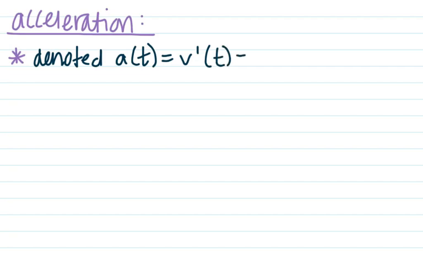Okay, so the acceleration was denoted with an A for acceleration, and it describes how the velocity is changing. Therefore, it's the first derivative of the velocity function. And that means it's the second derivative of the position function. It tells us how velocity is changing.